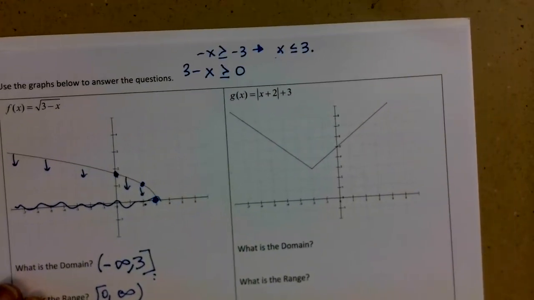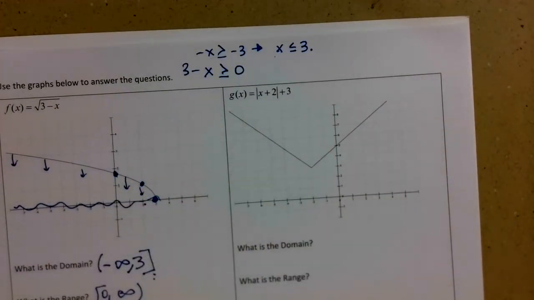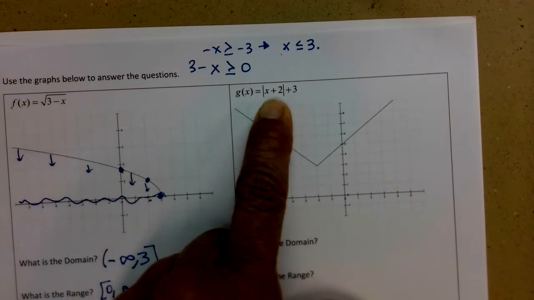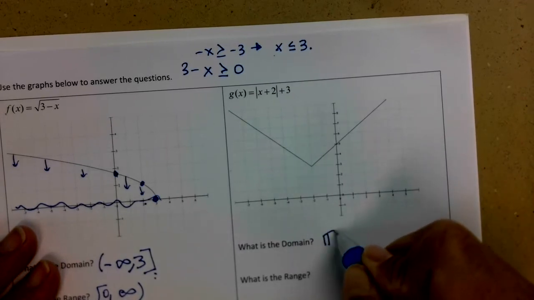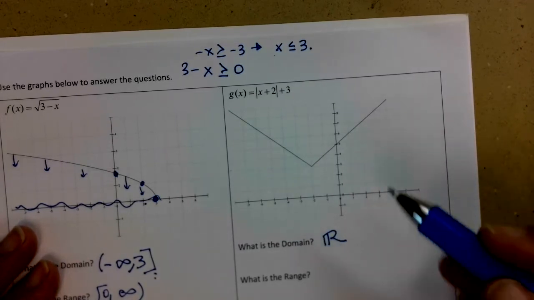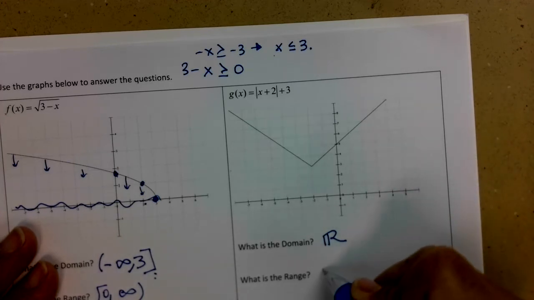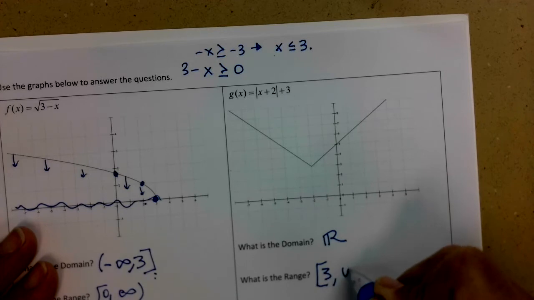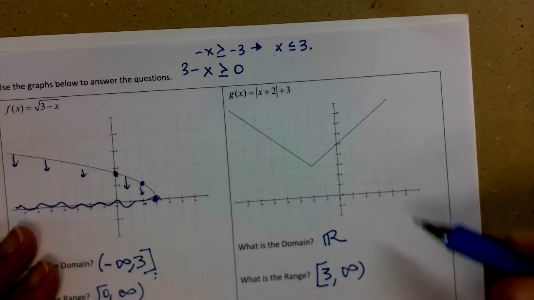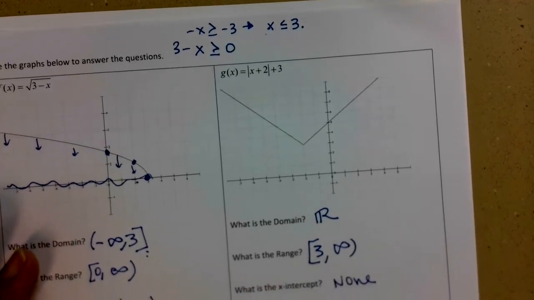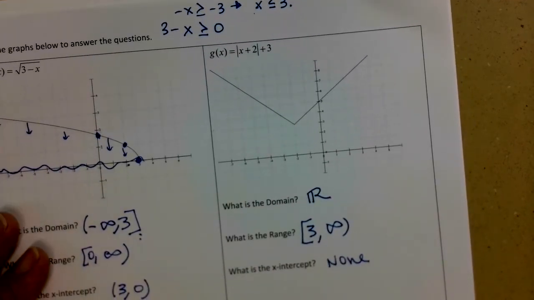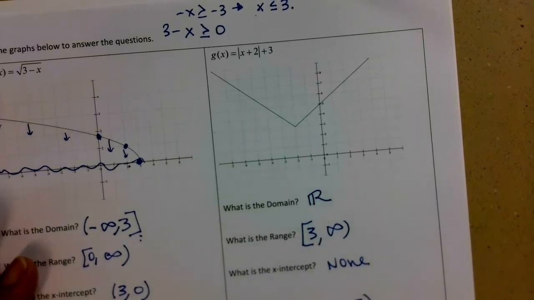Okay, so let's do the next one. So this g of x, so it's the absolute value. So we have the v, and we have the absolute value of x plus 2 and then plus 3. So what's the domain? Yep, all real numbers. What's the range? What y values do we get out? Yep, 3 is the smallest one, and then it goes on forever up. X-intercept. Where does our graph cross the x-axis? Right, it doesn't, so there's none. Right, no x-intercepts. And what about a y-intercept? Can we see that there? It looks like (0, 5). Remember again, intercepts are points.